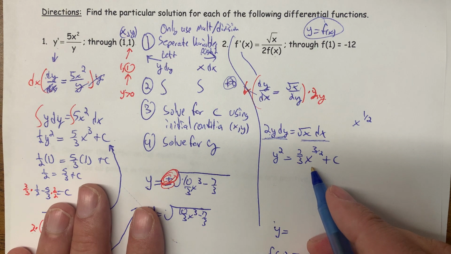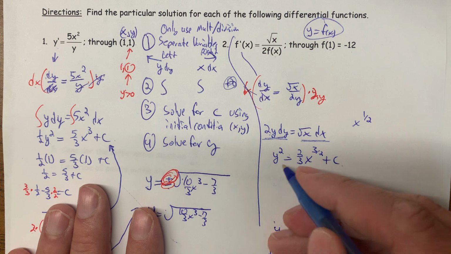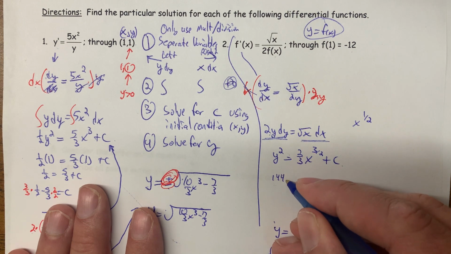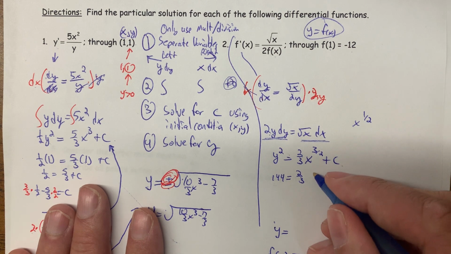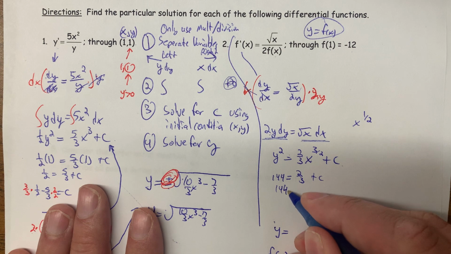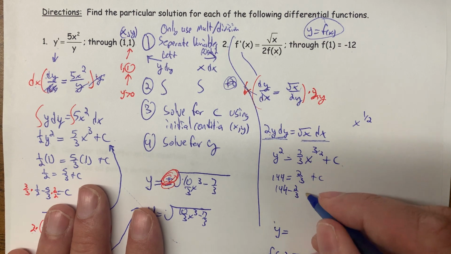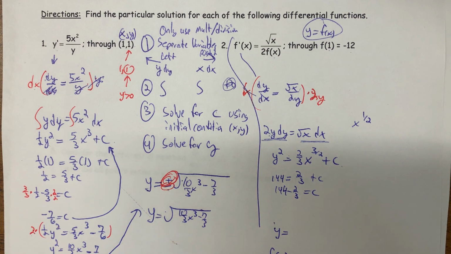This is a great time to plug in and find c. So when x is 1, y is -12. So -12 squared is 144. 1 to any power is just 1. That's nice. And this is a little bit ugly, guys. I'm just going to leave it as -2/3 rather than trying to get thirds and maybe mess it up. I'm just going to leave this.